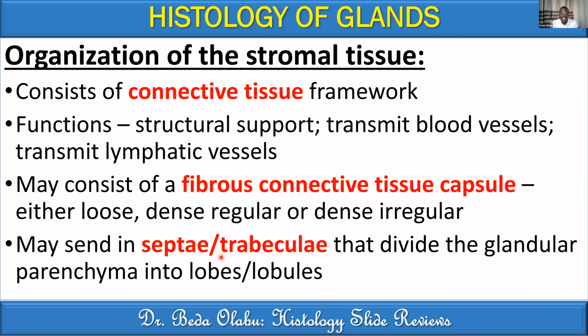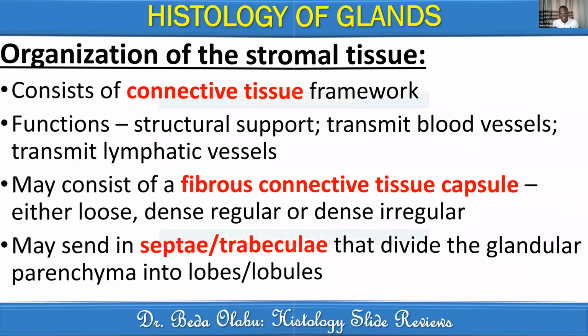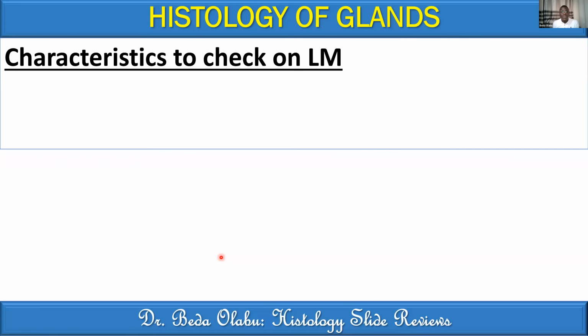And that becomes, again, a point of reference when you want to distinguish some glands. There are some glands, however, that have very thin or hardly any trabecular network. And so also that becomes a point of reference when you want to identify them. So you can also use that as a parameter in identifying glands. So that's generally about the organization of the stroma. Now let's talk about organization of the parenchyma.